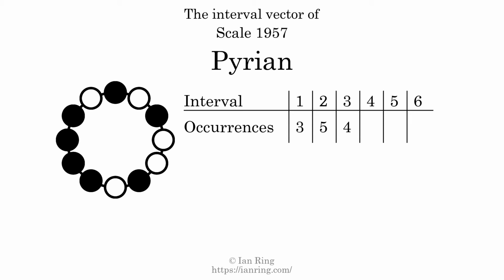There are 4 intervals with the size of 3 semitones. They are here, here, here, and here. There are 3 intervals with the size of 4 semitones. They are here, here, and here.